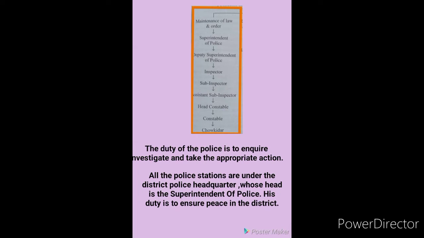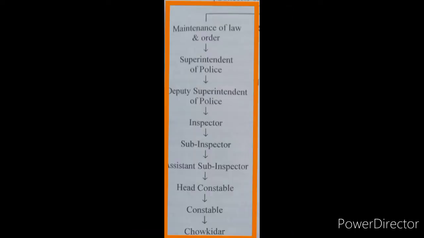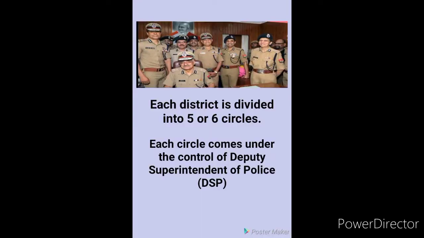All the police stations are under the district police headquarters, whose head is the superintendent of police. His duty is to ensure peace in the district. He is assisted by a deputy superintendent of police, that is DSP, inspector, sub-inspector, assistant sub-inspector, head constables and chowkidars. Each district is divided into 5 or 6 circles. Each circle comes under the control of Deputy Superintendent of Police, DSP.